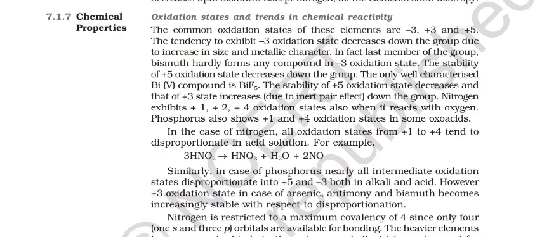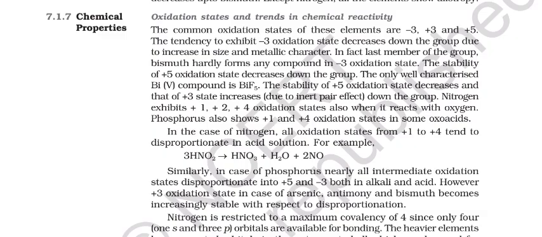In fact, the last member of the group, bismuth, hardly forms any compound in the -3 oxidation state. The stability of the +5 oxidation state decreases down the group; the only well characterized Bi compound is BiF5. The stability of the +5 oxidation state decreases and that of the +3 state increases down the group. Nitrogen exhibits +1, +2 and +4 oxidation states also when it reacts with oxygen. Phosphorus also shows +1 and +4 oxidation states in some oxoacids.